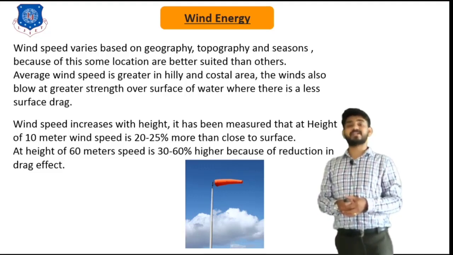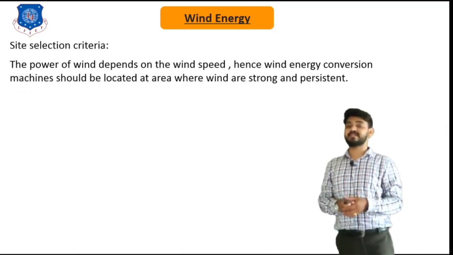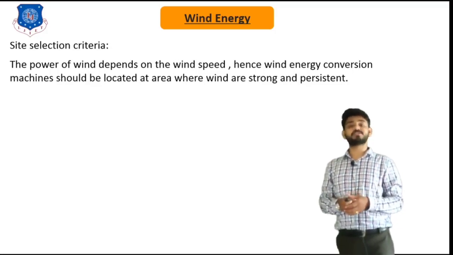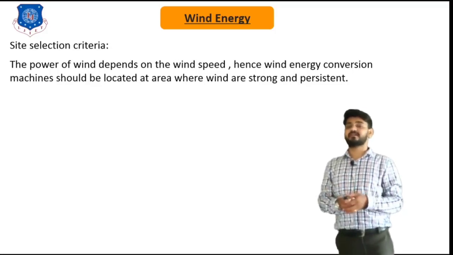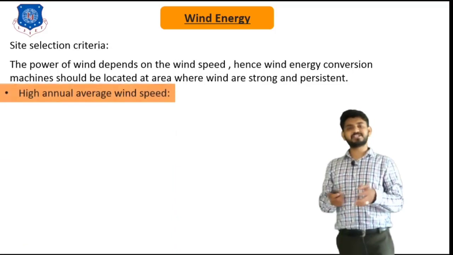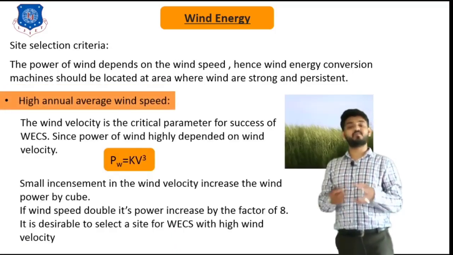Now, let's move to the next section, and that is site selection for a wind energy conversion system. This is by far the most important question from an exam point of view. So let's see these criteria one by one. First criterion is a high annual average wind speed.